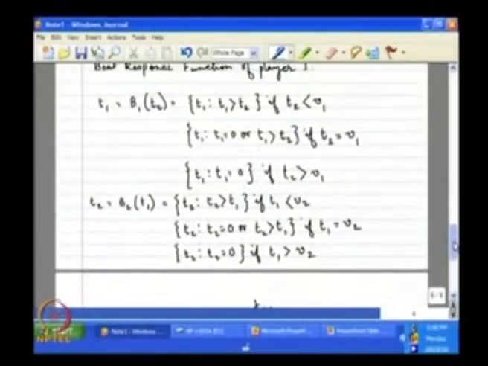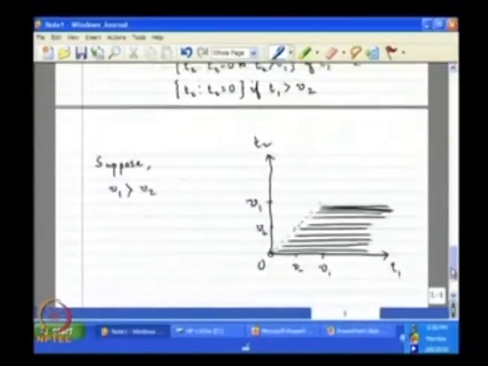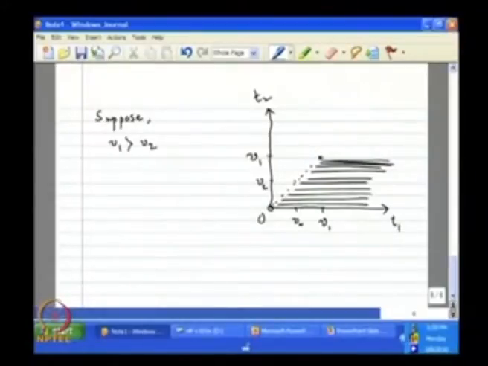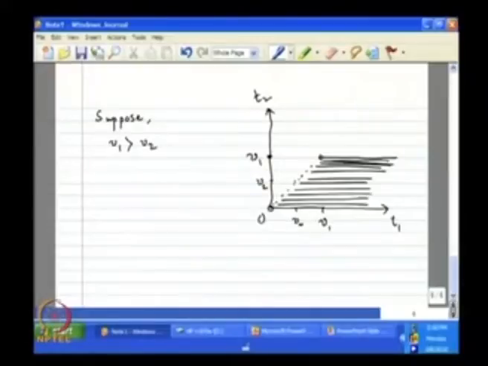Now, this point is not included because T1 has to be strictly greater than T2, and if T2 is equal to V1, T1 is either 0 or T1 is strictly greater than T2. So, this point is not included, this point is included. If T2 is greater than V1, T1 is equal to 0. So, I am taking this axis. So, this is how the best response function of player 1 looks like.